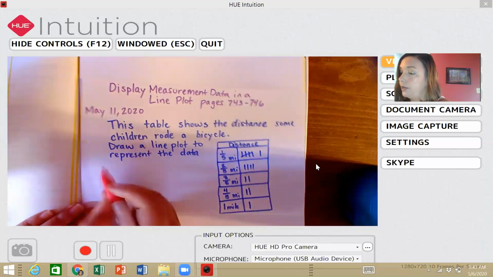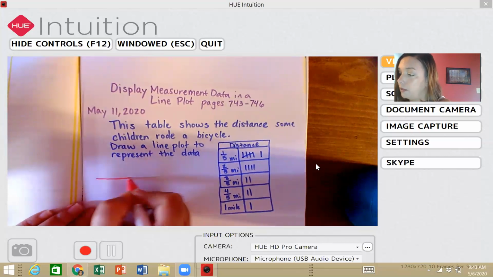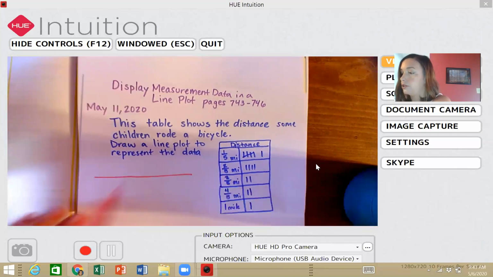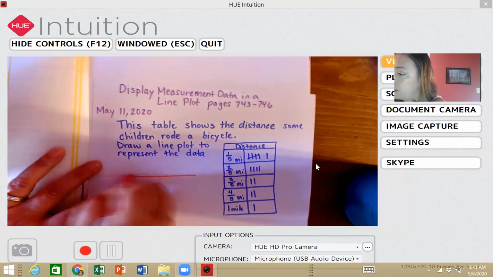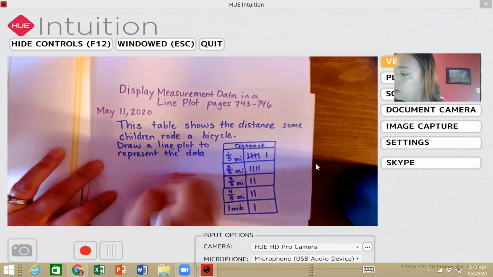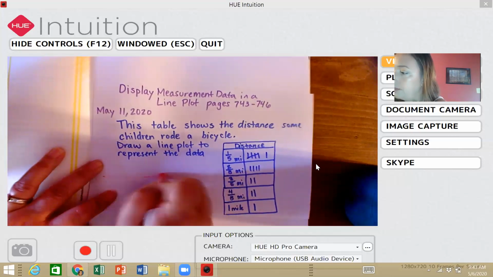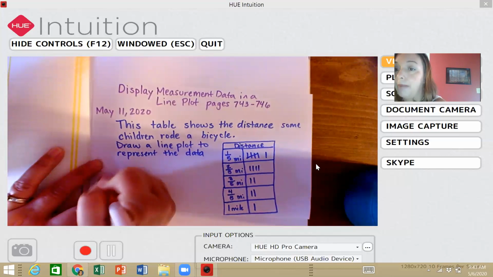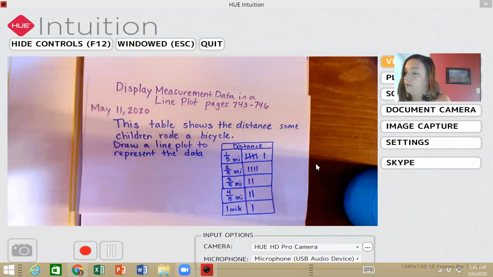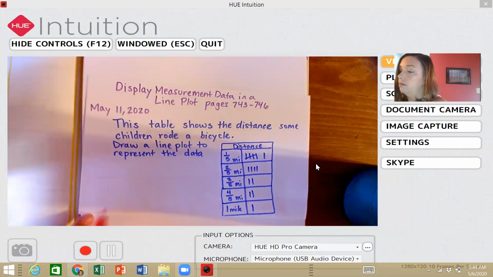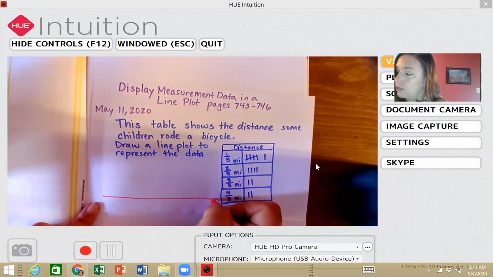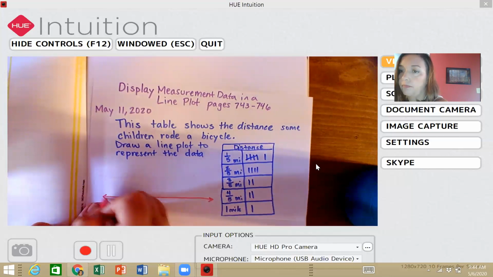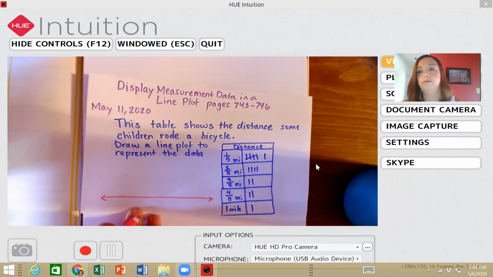So what I'm going to do is I'm going to draw a number line. Actually, I want to give myself a little more space. So I'm going to draw it a little bit lower because I'm going to need to make X's above it. So I do not want my X's to run into the top where the words are.